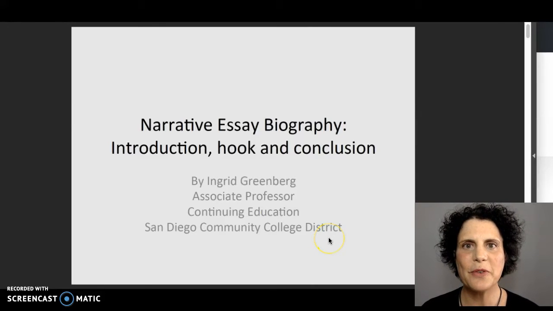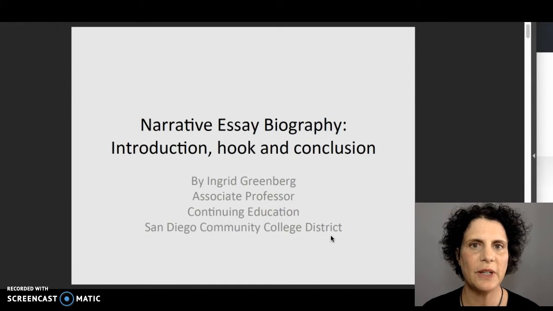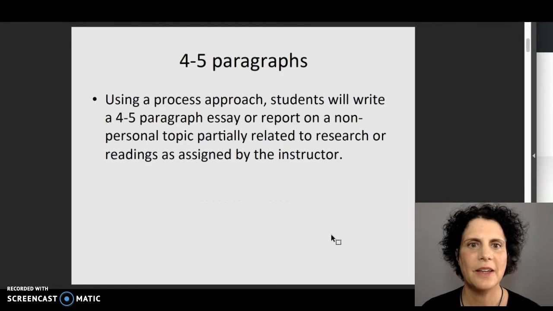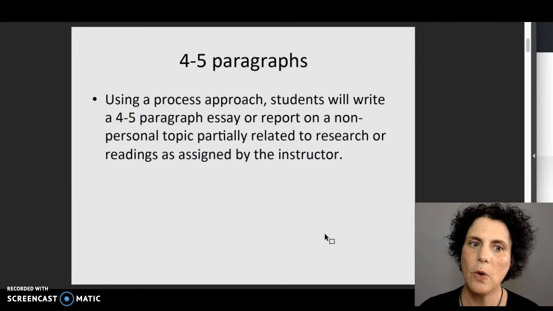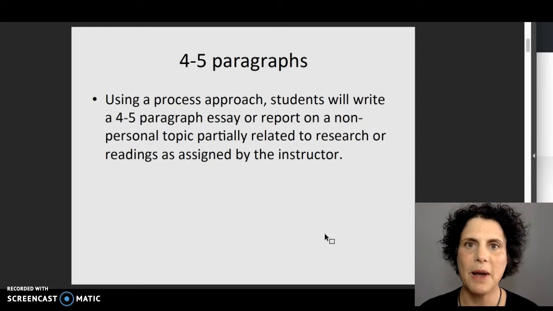Narrative Essay Biography: Introduction, Hook, and Conclusion by Ingrid Greenberg, Associate Professor, Continuing Education, San Diego Community College District. Four to five paragraphs. Using a process approach, students will write a four to five paragraph essay or report on a non-personal topic, partially related to research or readings as assigned by the instructor.